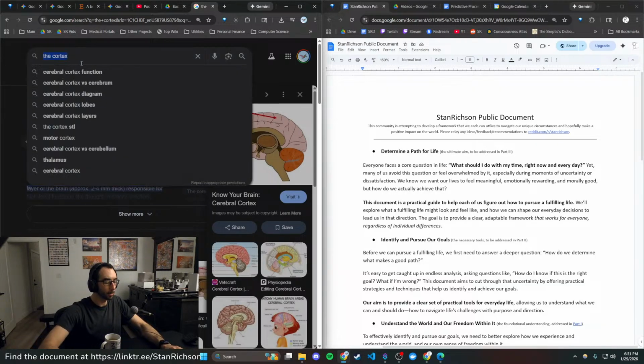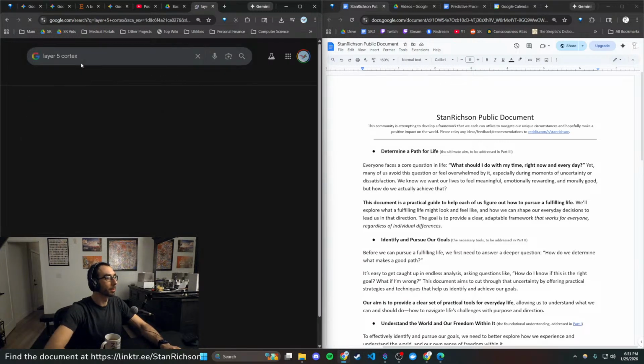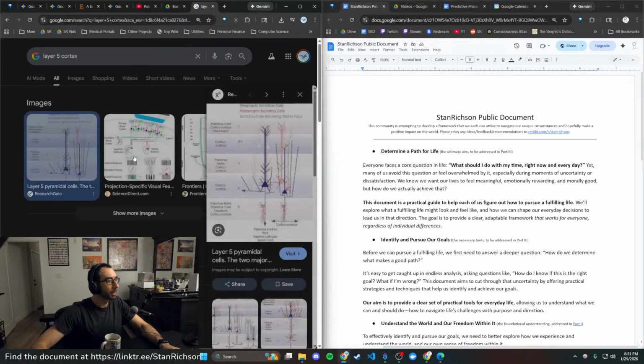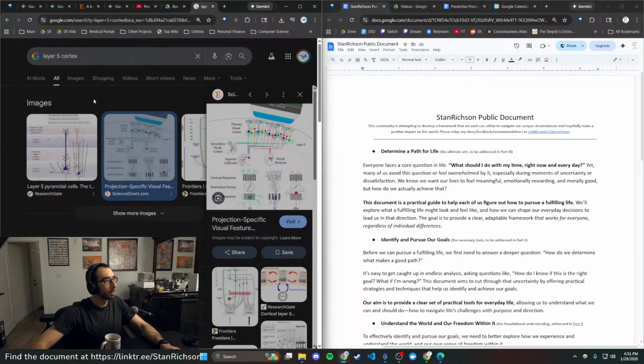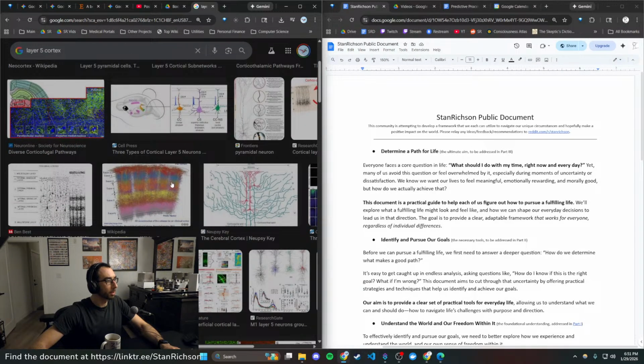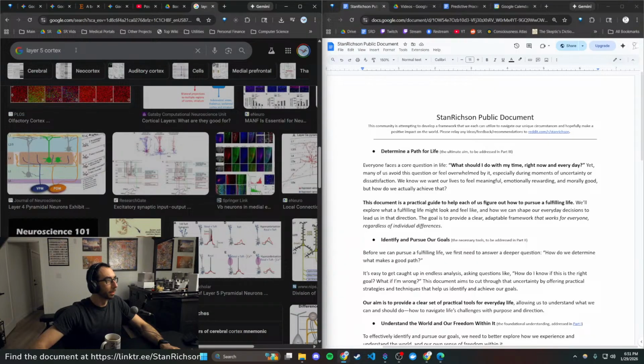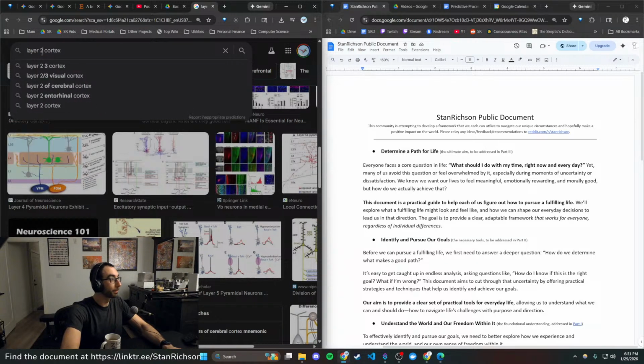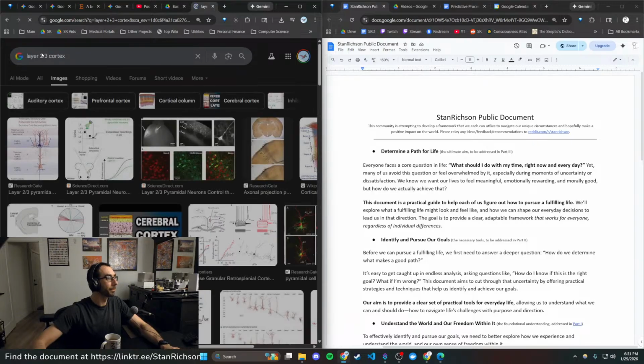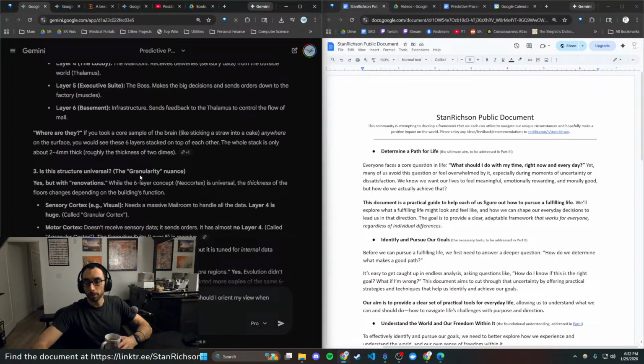I could just look this up, honestly. Layer 5 cortex. Where are we at? Nothing? Would it just be so difficult to visualize this in the brain? Layer 2, 3. Okay, so no luck.